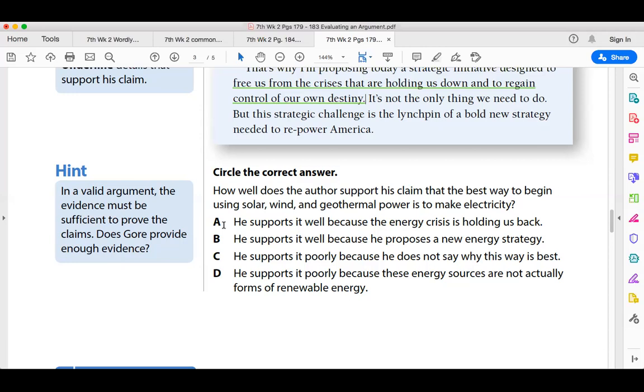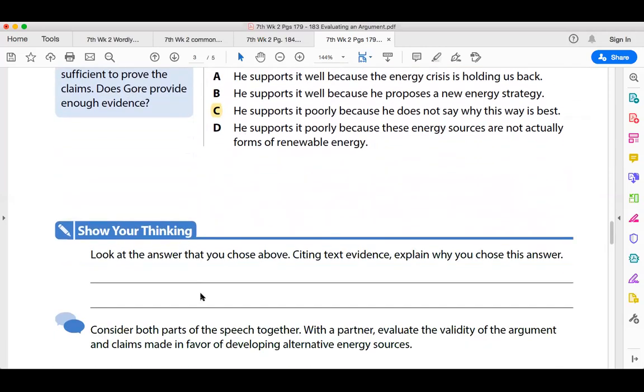So which one is it, C or D? Well, let's look at D. D is incorrect. Solar, wind, and geothermal power are forms of renewable energy. So look at C. He supports it poorly because he does not say why this is the best way. And C is the correct answer. So you should have gone to C, put your mouse down, highlight it, and click the highlighter, and C would have been the correct answer. The evidence doesn't tell why the best way to use renewable energy is to make electricity. Doesn't state that.